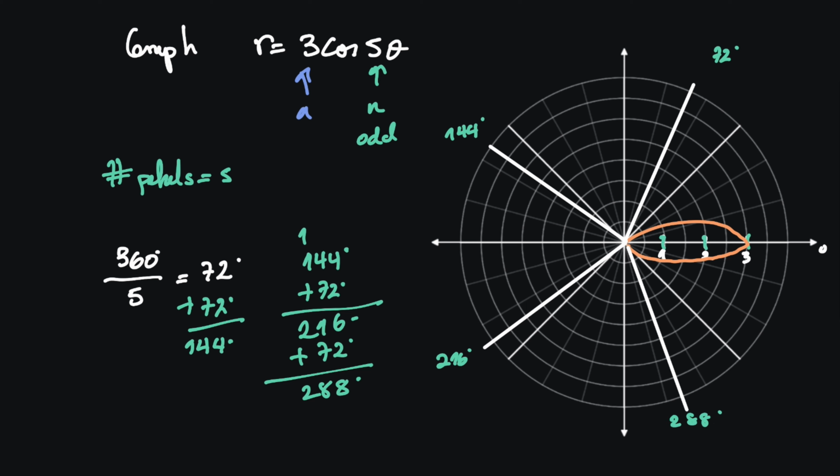All right, so let's finish graphing our leaves. So 1, 2, 3. Okay, so we can keep graphing. All right, let me do it properly. So we can keep graphing our petals just like this, right? That is our rose for the equation 3 cosine of 5 theta.